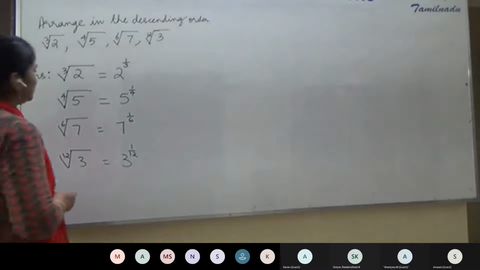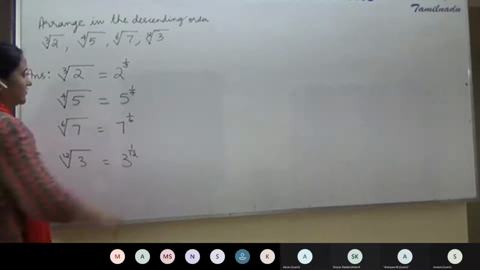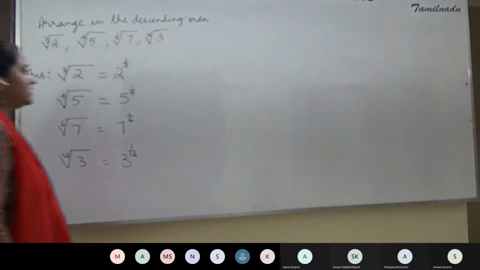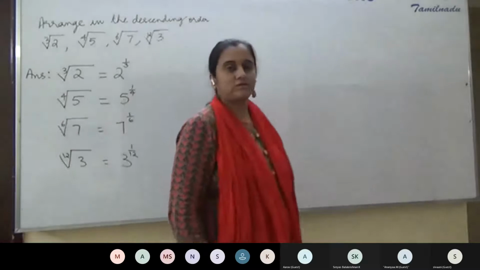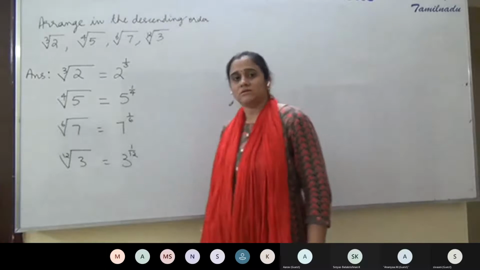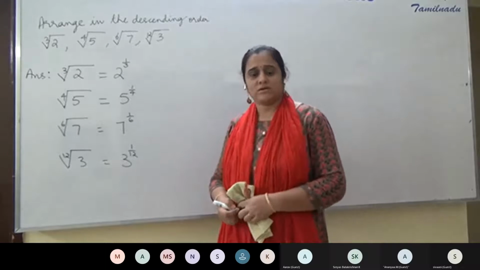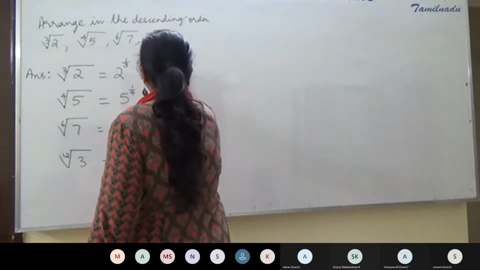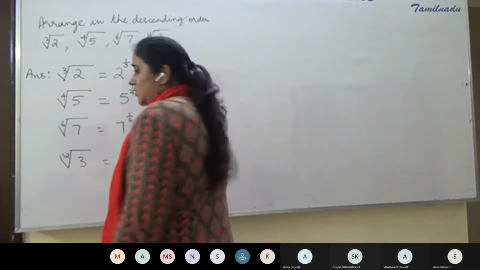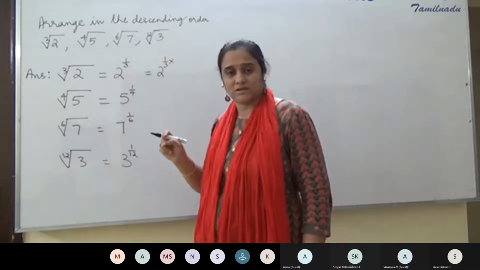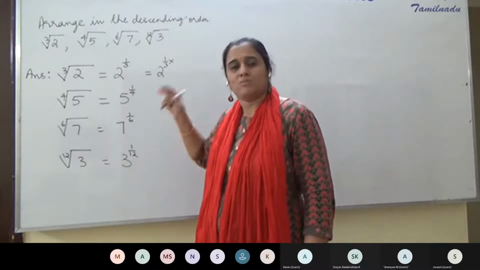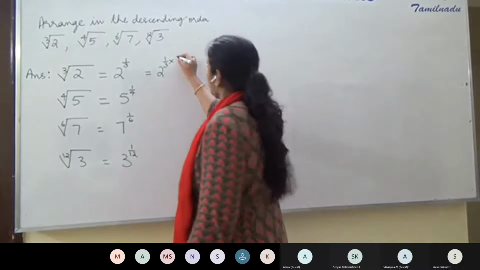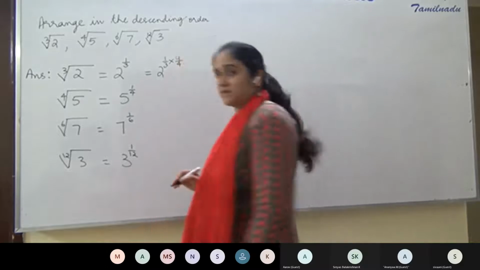All right. Now tell me the LCM of 3, 4, 6, and 12, children. Assuming you have completed writing. What is the LCM of 3, 4, 6, and 12? 12. Okay, 12. So in the next step, 2 to the power 1 by 3, bring the power 1 by 3 to the denominator 12. So you need to multiply and divide by 4, equivalent fraction.